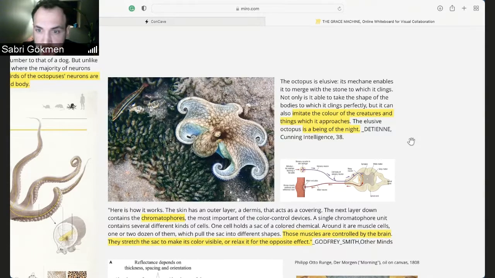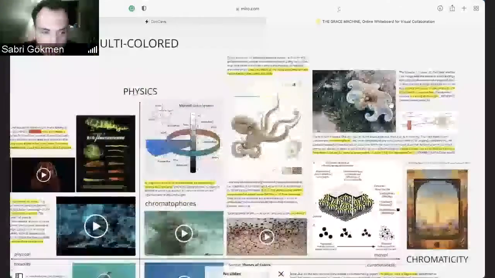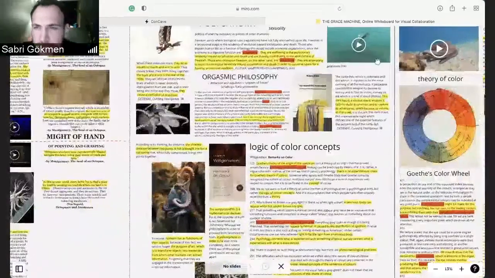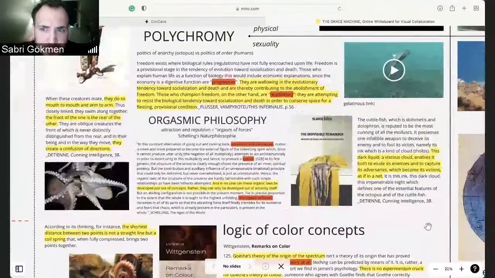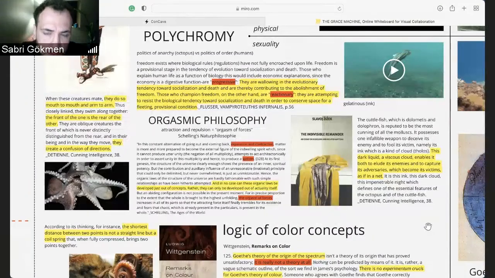If we move to the bottom left quadrant now, we can look at maybe its sexuality and how it gives us an interesting perspective on philosophy as well. First off, as I mentioned, the octopus is similar to the figure of the harlequin as well, and it's deceptive, and it can achieve this by its ink, right? This dark liquid, a viscous cloud, enables it both to elude its enemies and to capture its adversaries, which become its victims as if in a net. So it's probably another way of externalizing darkness. It can both light its environment and also make it dark as well.